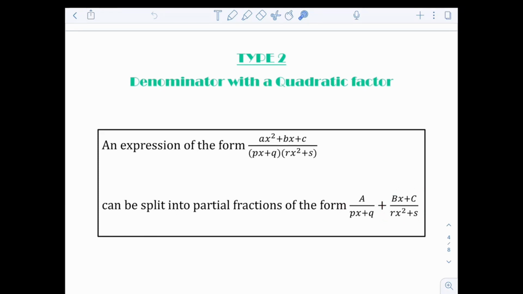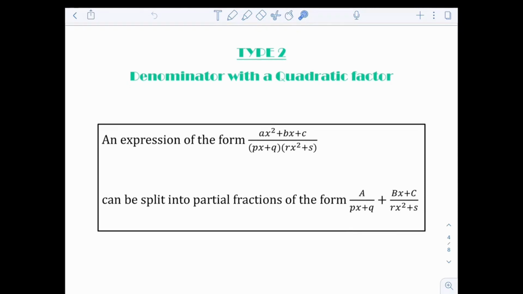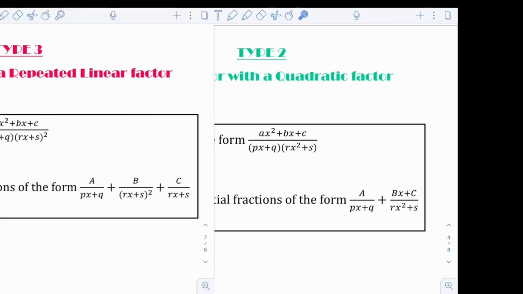Take note here, for the first fraction, the bottom part is a linear factor, and that is why for the upper part I'll just put a constant A, which is the same as type 1. But for the second fraction, the denominator is rx squared plus s, which is a quadratic factor. So for the upper part, other than a constant c, we need to add in the x term with the coefficient b. So it's bx plus c when the denominator is a quadratic factor. This is the general form. The method of solving is exactly the same as type 1, so I will not illustrate further on this type, and I'll just continue with type 3.